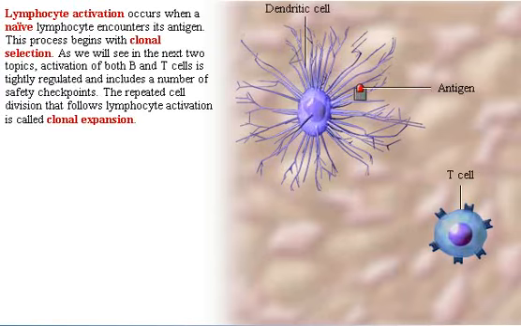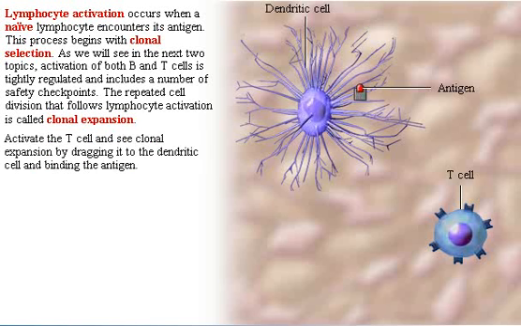Lymphocyte activation occurs when a naive lymphocyte encounters its antigen. This process begins with clonal selection because binding of the antigen selects which lymphocyte becomes activated. As we will see in the next two topics, activation of both B and T cells is tightly regulated and includes a number of safety checkpoints. The repeated cell division that follows lymphocyte activation is called clonal expansion. Activate the T cell and see clonal expansion by dragging it to the dendritic cell and binding the antigen.